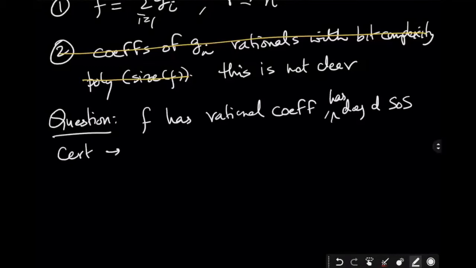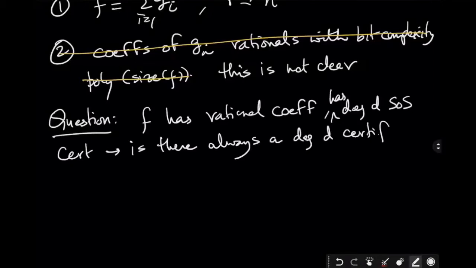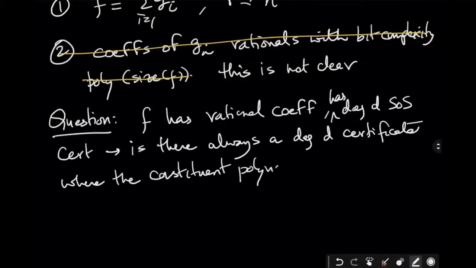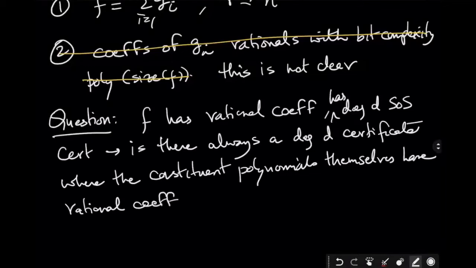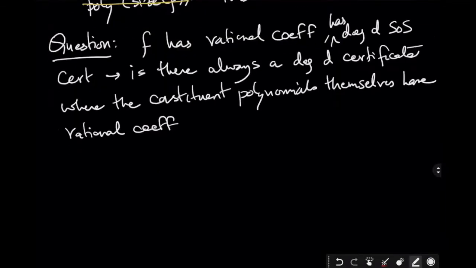Then the question we're asking is, is there always a degree d certificate where the constituent polynomials themselves have rational coefficients? So you understand the question? Feel free to ask me questions about this part, okay?